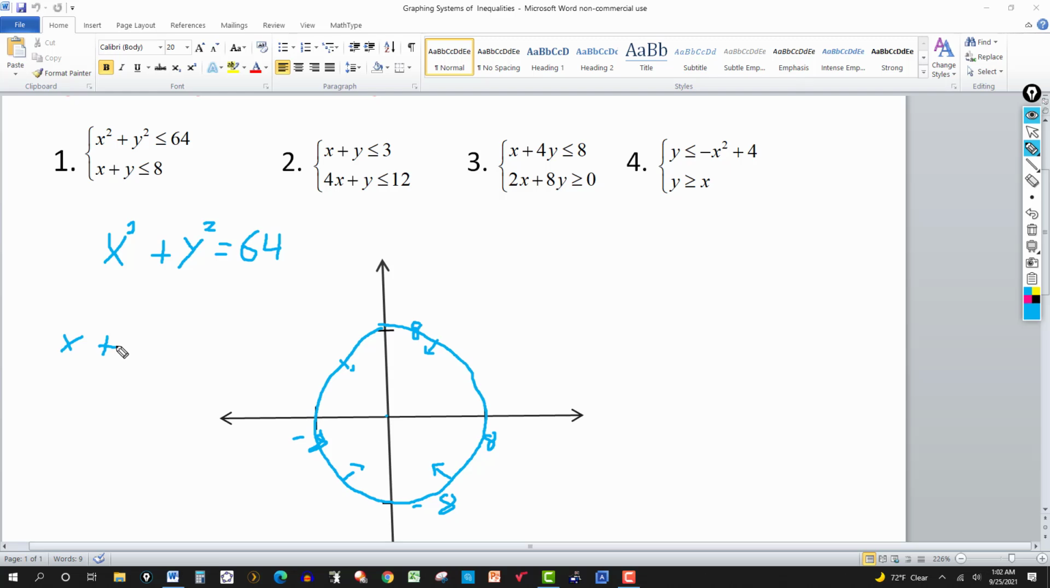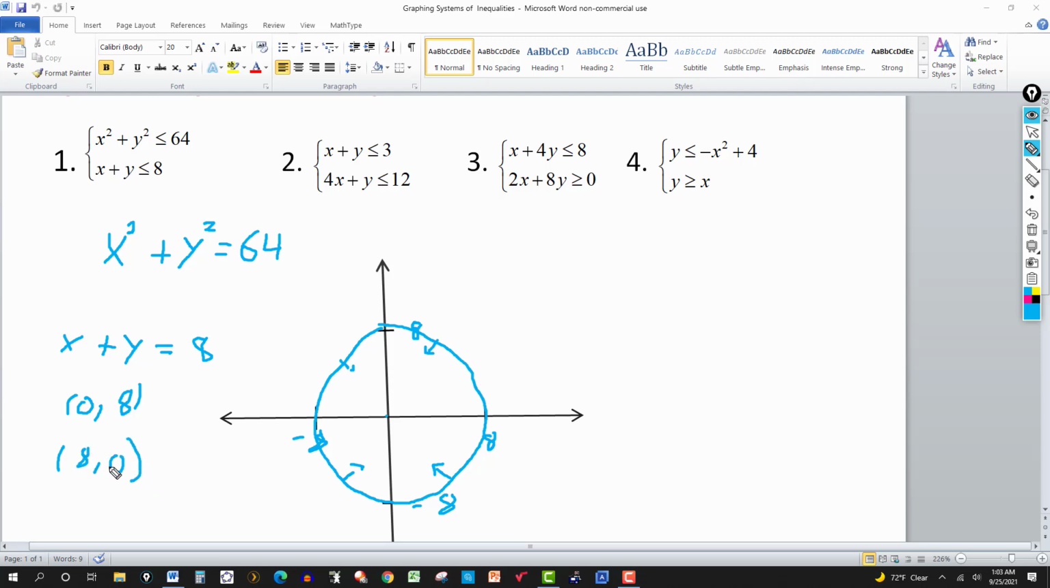So again, I make it into an equation. x plus y equals 8. So 2 points determine a line, so I can pick a value for x, get a value for y, or pick a value for y, get a value for x, plot the 2 points, and then draw your line. So here, again, I'm going to go with the intercepts. So let x be 0, y is equal to 8. Let y be 0, x will be 8.